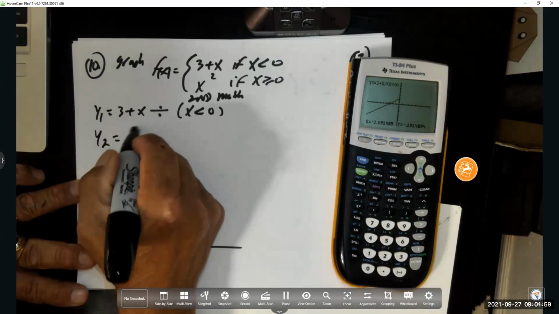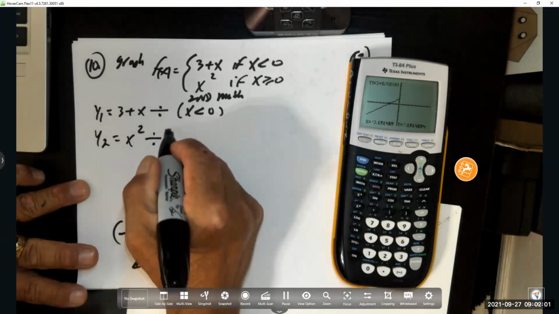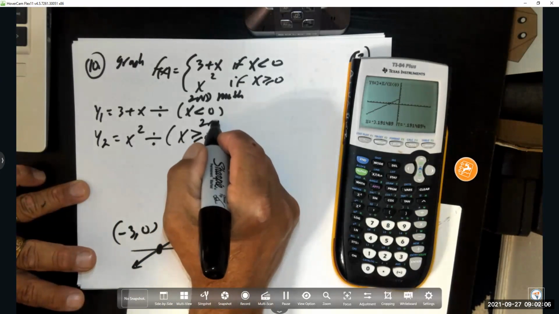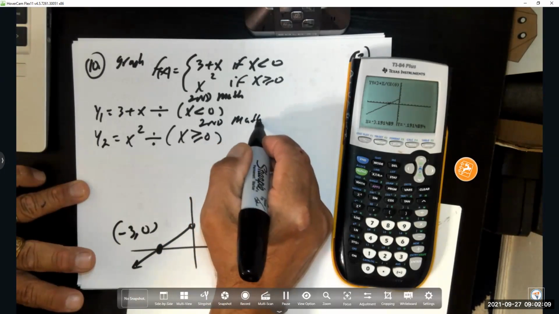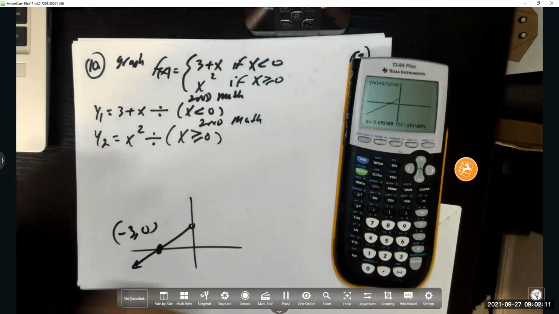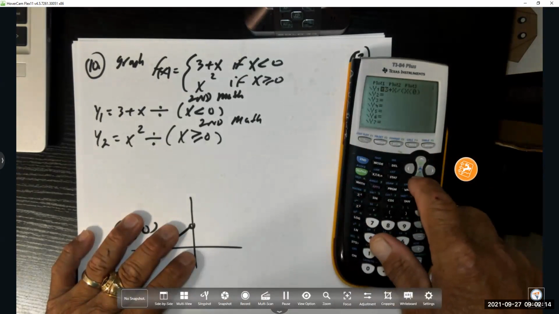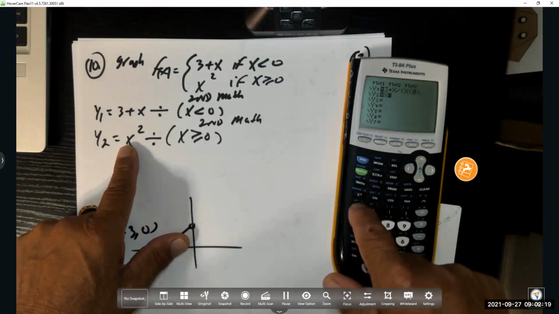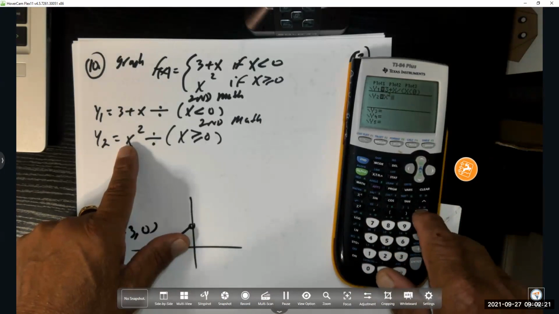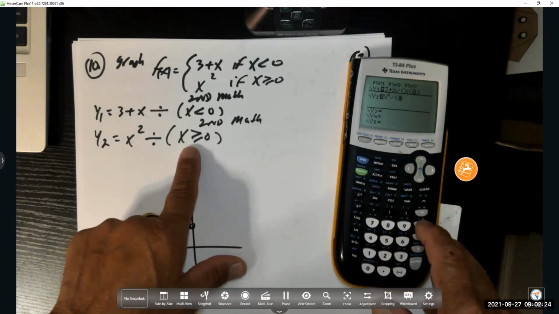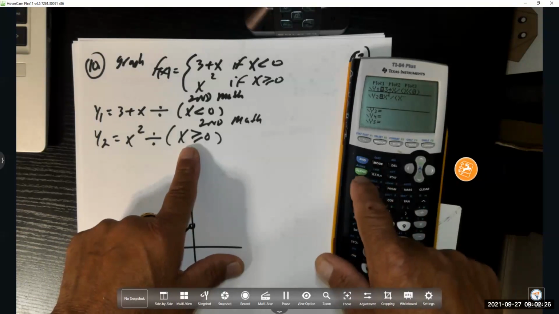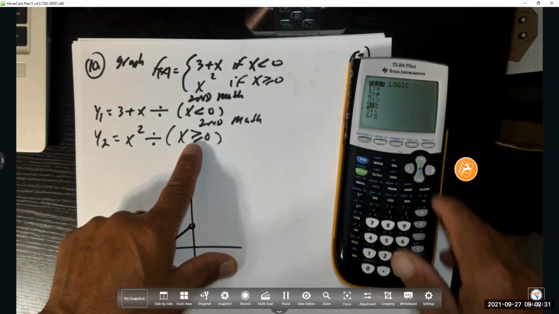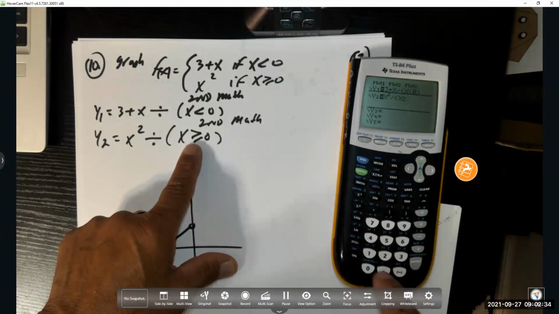Y2 is gonna be x squared, division symbol. It's gonna be x is greater than or equal to 0. You're gonna do second math again. Now, go to Y2. It's gonna be x squared, division symbol, parentheses, x, and then second math again. The greater than or equal to is number 4, right there. Hit enter. Put 0 in there, close it.